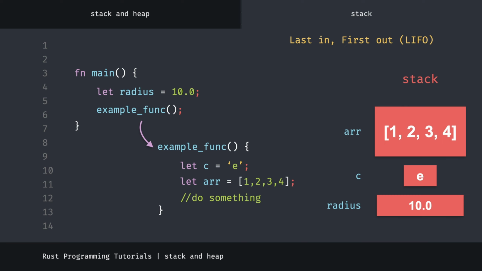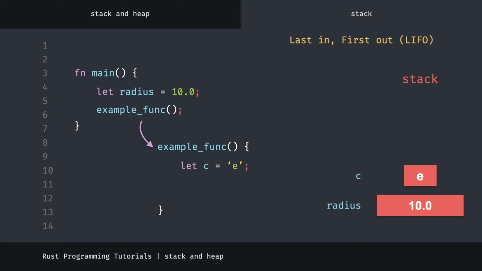After the entire function is executed and its scope is finished, the last in, first out principle is applied. Thus, the array is dropped first. Then the previously defined values in the function are dropped and the scope of the function is finished. But the data on the stack has dimensions known at compile time.